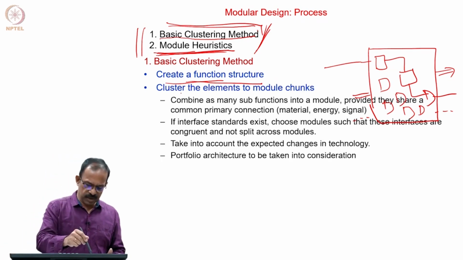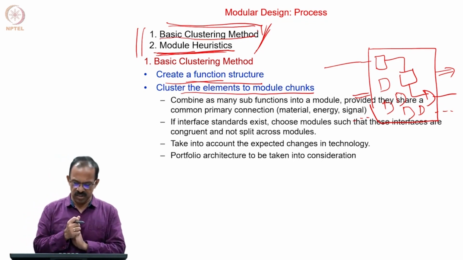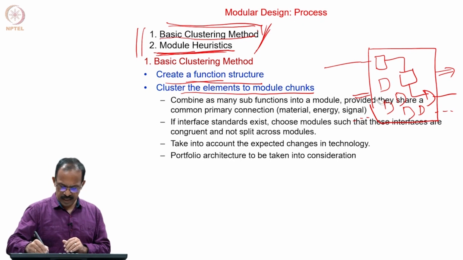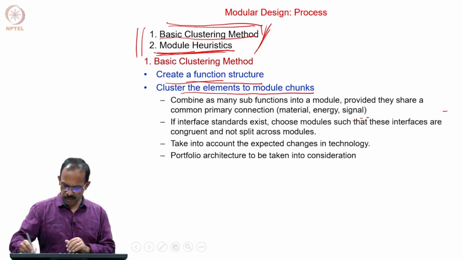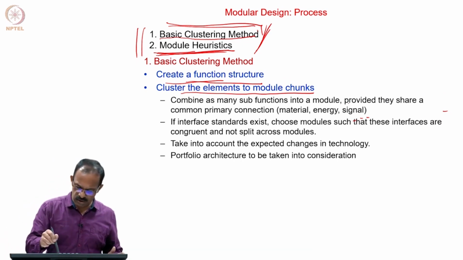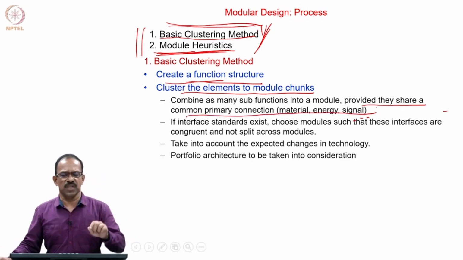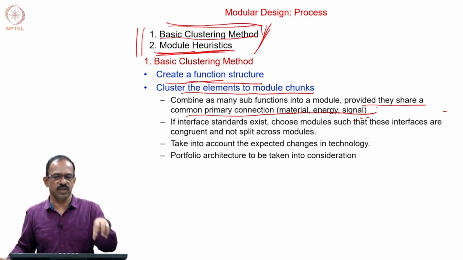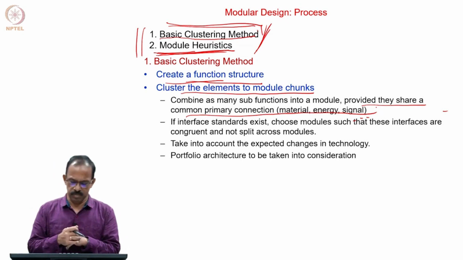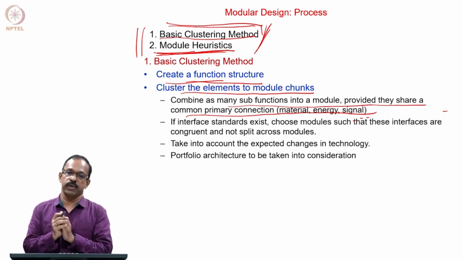Then cluster the elements into module chunks. Based on the function structure, you cluster the functions into modules, provided they share a common primary connection. Combine as many subfunctions into a module as possible, provided they share a common primary connection: material, energy or signal. So, you look at the functions and see whether there is something common among them. If you can identify a few functions which share something, either a material, an energy or a signal flow, you try to see whether you can combine them. That is the first step.